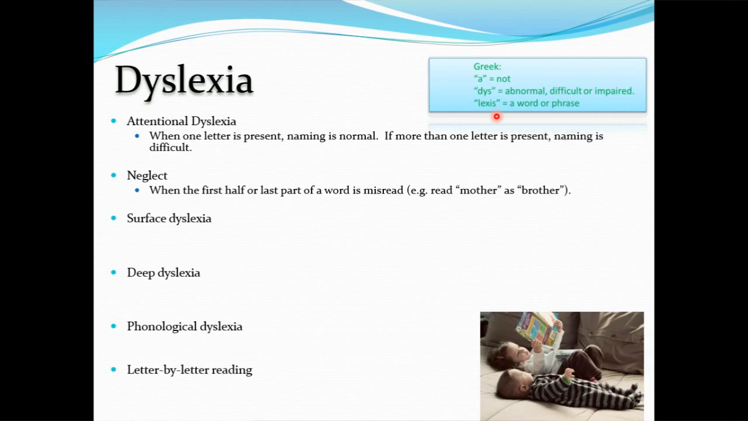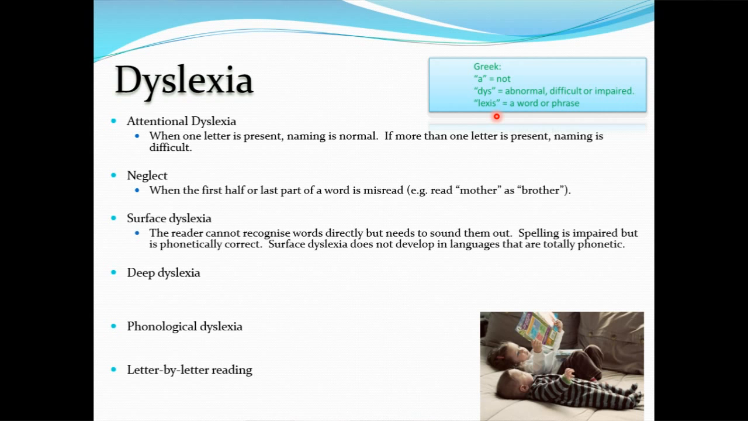When the first half or last part of a word is misread, for example, mother is read as brother, where one part is neglected and the mind kind of makes up what it thinks it's supposed to be. Okay. Then you get surface dyslexia, where the reader cannot recognize words directly but needs to sound them out. Spelling is impaired but is phonetically correct. I'm sure we've often seen these kinds of patients.